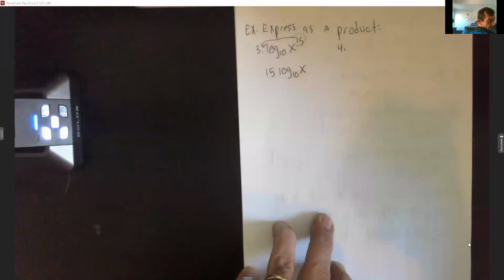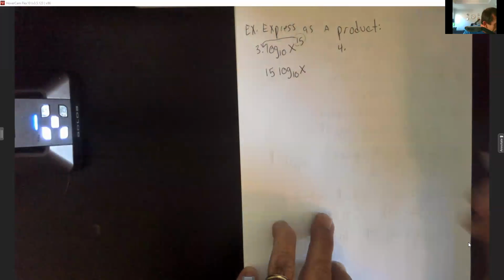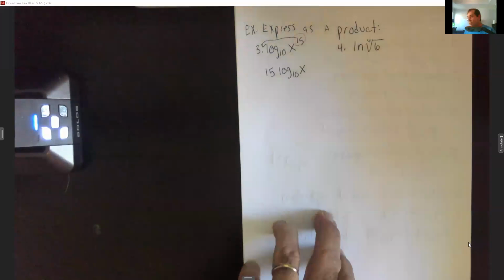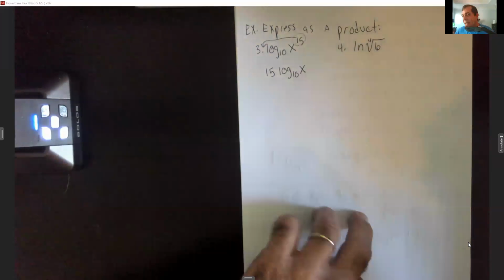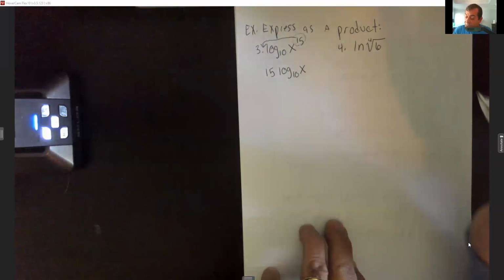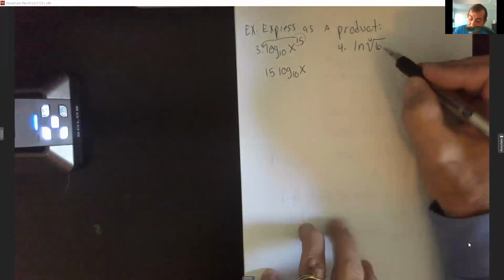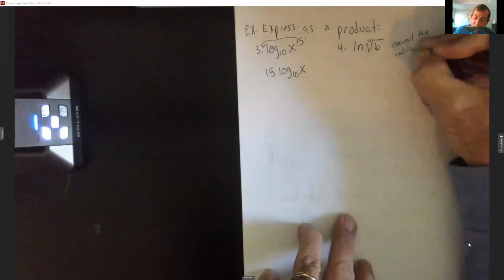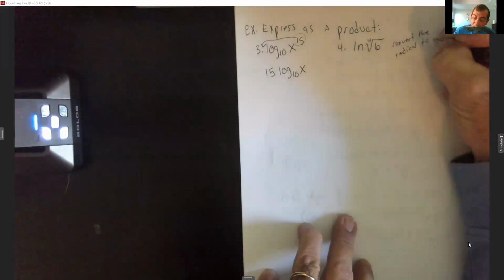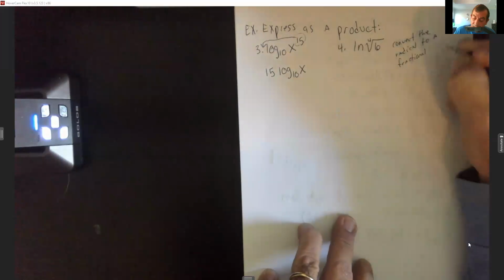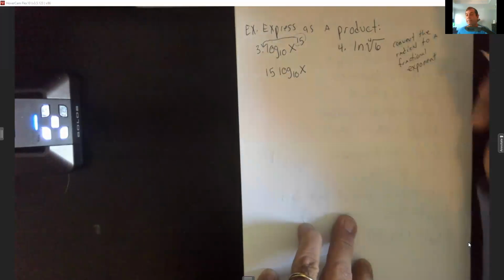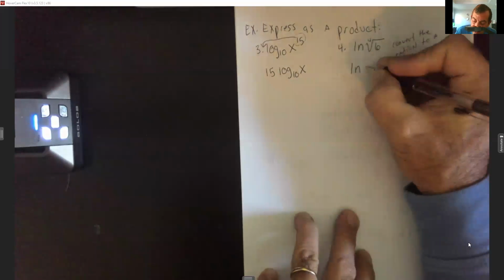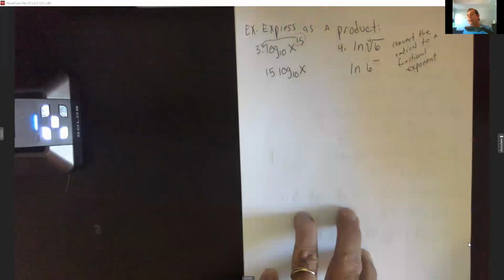All right, so number 4, I'm going to do this with an ln. ln of the 4th root of 6. So anytime I give you a log or a natural log and it's got a radical in it, you got to first convert the radical to a fractional exponent. So first, let's convert that radical. So bring down that ln. Our base is 6, and radicals end up as a fractional exponent.